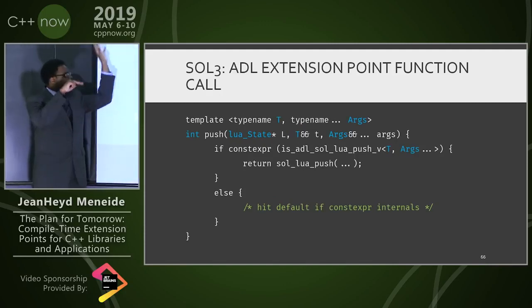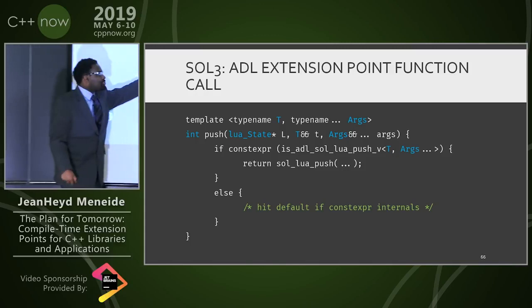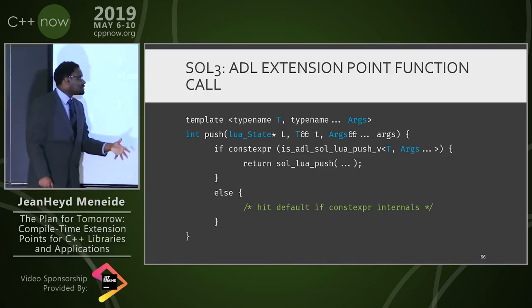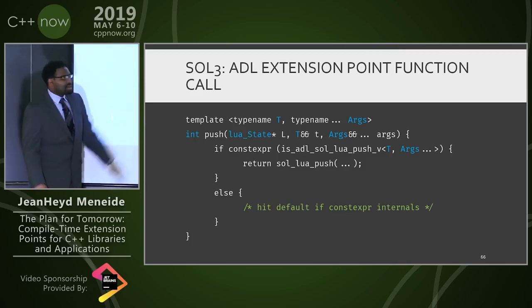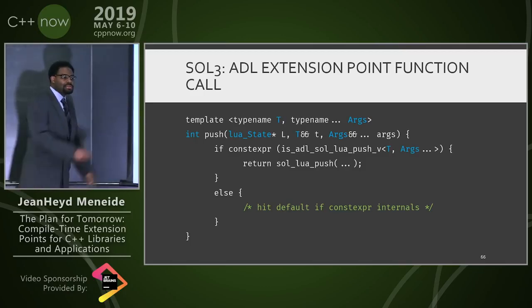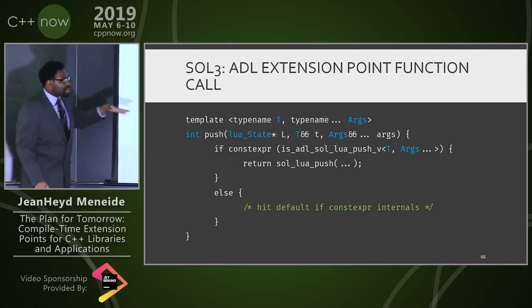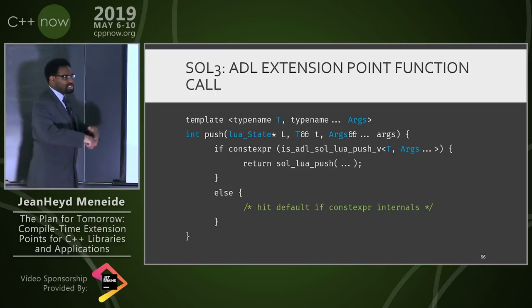And those arguments are like this, right? So this is the implementation of the sol lua push function. We say, if constexpr, can I call this function? Yes. All right, I'm going to call the function. Otherwise, do the internals, right? So we have the branch for the user's extension point and then the branch for ours, which is just the default implementation.